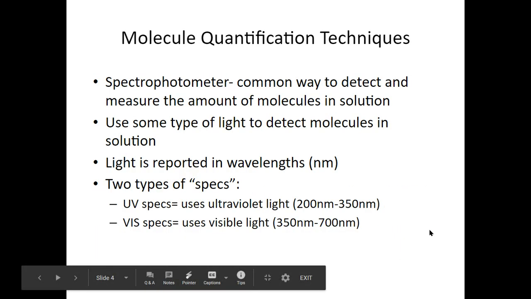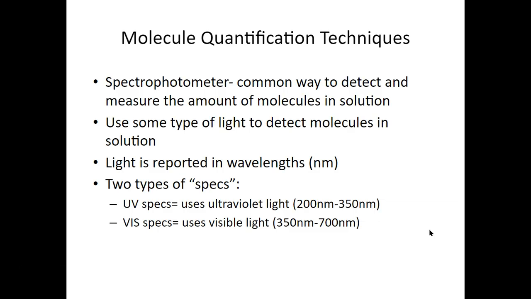Okay, a spectrophotometer is a common way to detect and measure the amount of molecules in solution, using some type of light to detect molecules in solution. So light is reported in wavelengths, and that's nanometers. And we have two types of specs that we have in our lab. And of course, you've been using just the visible spec, the VIS spec.